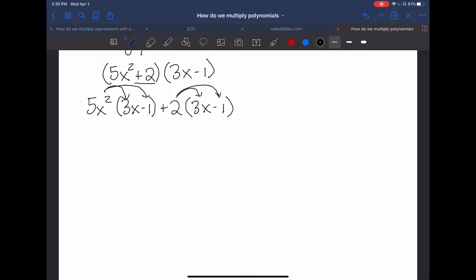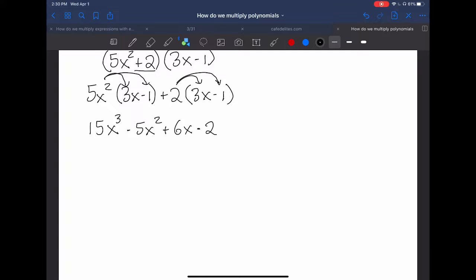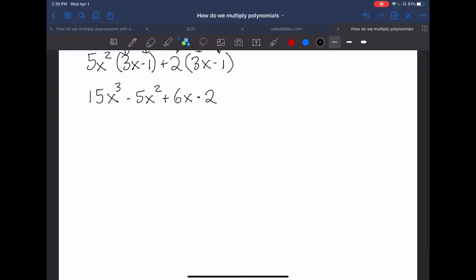So 5x squared times 3x, 5 times 3 is 15, and then x squared times x gives me a total of 3 x's, so it's x cubed. 5x squared times negative 1 is negative 5x squared. Positive 2 times 3x gives me plus 6x. And positive 2 times negative 1 gives me minus 2. And that's our final polynomial because we have no other like terms that we can combine.